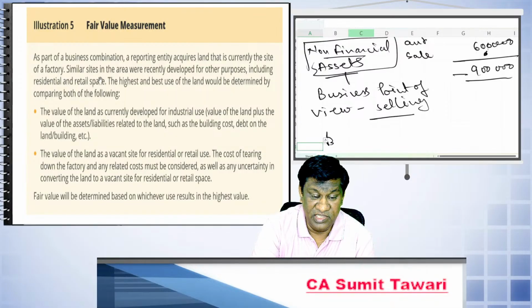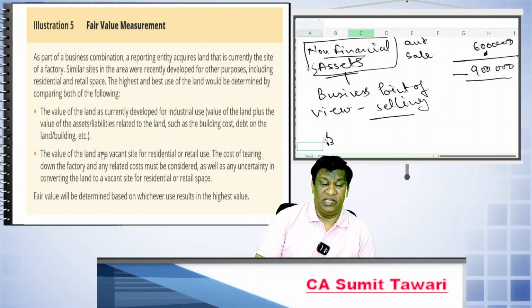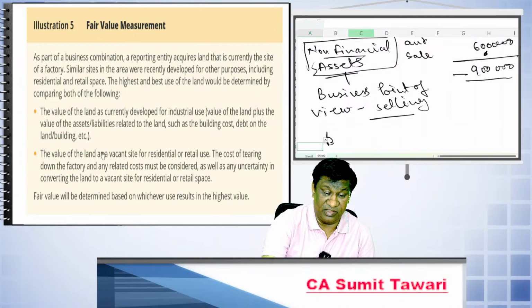Then the illustration. As part of a business combination, a reporting entity acquires a land that is currently the site of a factory. Similar sites in the area were recently developed for other purposes, including residential and retail space. The highest and best use of the land would be determined by comparing both of the following. Value of the land as currently developed for industrial use, which is the value of the land plus the value of the assets and liabilities related to the land, such as the building cost and debt on the land and building, and the value of the land as a vacant site for residential or retail use.